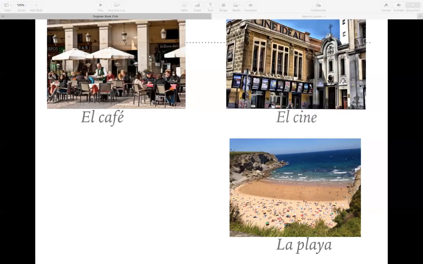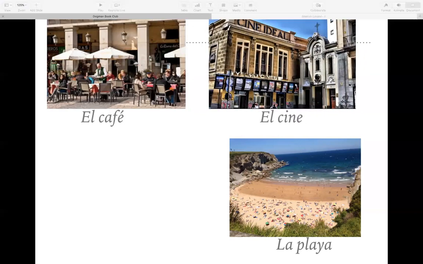So the next one, el cine. Repita, el cine. This one is movie theater. This is a movie theater in Madrid. You can kind of see all the movie posters on the front. And cine looks like the word cinema in English. So that's an easy way to remember it. El cine is movie theater.